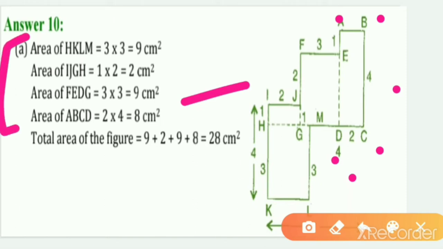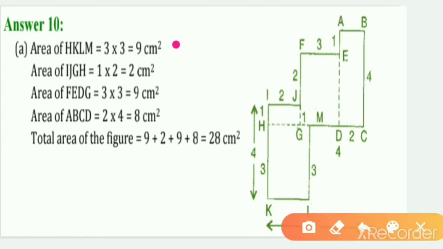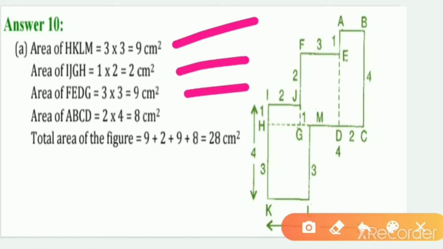So all the 4 we have found, and which is remaining, that is the area of this small rectangle I, J, G, H. It is 2 and 1. So 1 multiply 2 is 2 centimeter square. It is very easy. If you do it in a notebook, you will be able to understand. Just see the complete centimeter, and if half is asked, make the half of that. Okay, it is very easy, you can do it. So we have all the areas for these figures: 9 centimeter square, 2 centimeter square, 9 centimeter square, 8 centimeter square. Adding this, the total area of the rectangles is 28 centimeter square.